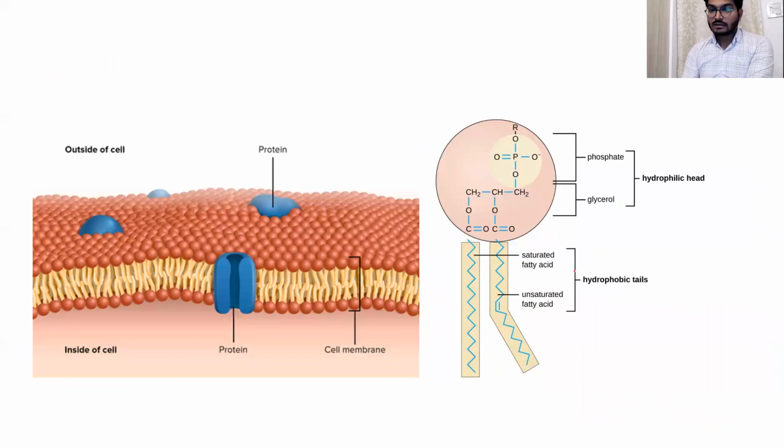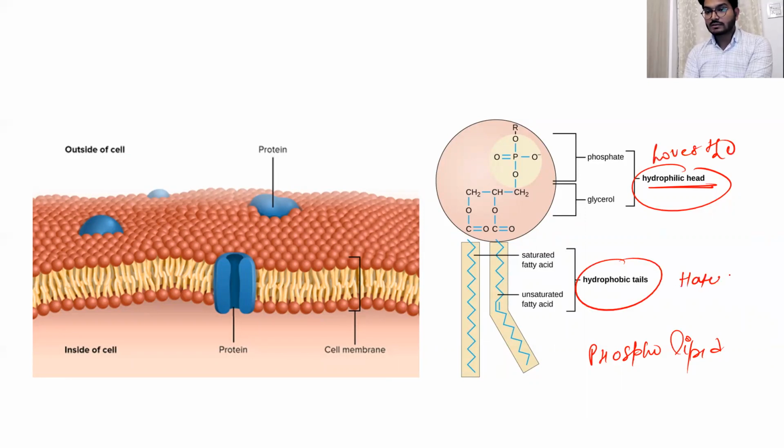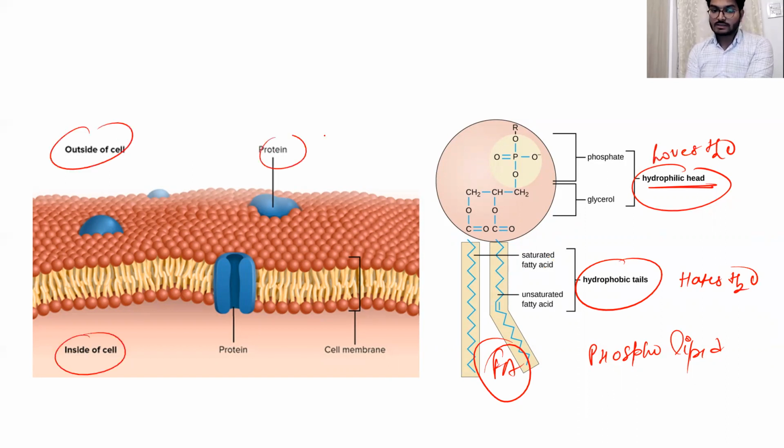Okay, so this is again the structure of the phospholipid, having the hydrophilic head, meaning it loves the water, and the hydrophobic tail, meaning it hates water. Why? Because it has the fatty acid tail. As you can see again, the cell membrane structure: inside and outside of the cell, you have some proteins, intrinsic and extrinsic protein. And in the cell membrane you have the phospholipid bilayer.